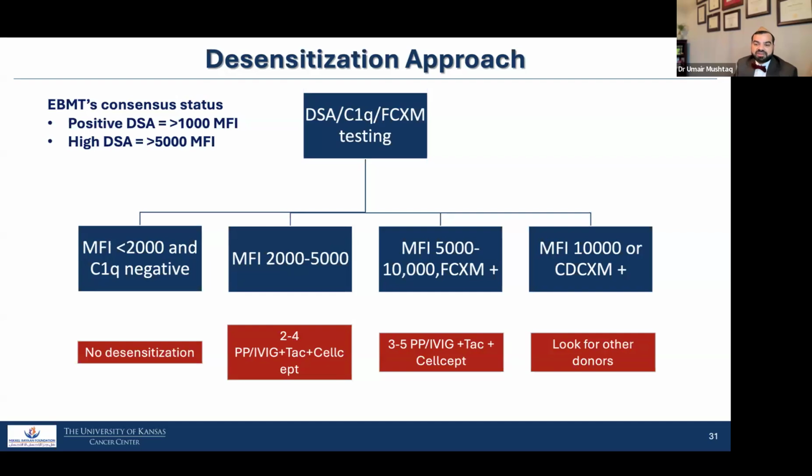If between 5,000 and 10,000, then the same regimen, but you may need more sessions, and then you'll watch the DSA levels, and if they have not improved, then you can consider additional sessions: plasma exchange, IVIG, and tacrolimus mycophenolate. That tacrolimus mycophenolate is continued into transplant and then continued as part of the GVHD prophylaxis. And if they are over 10,000, then the suggestion is to look for other donors and don't use that donor.